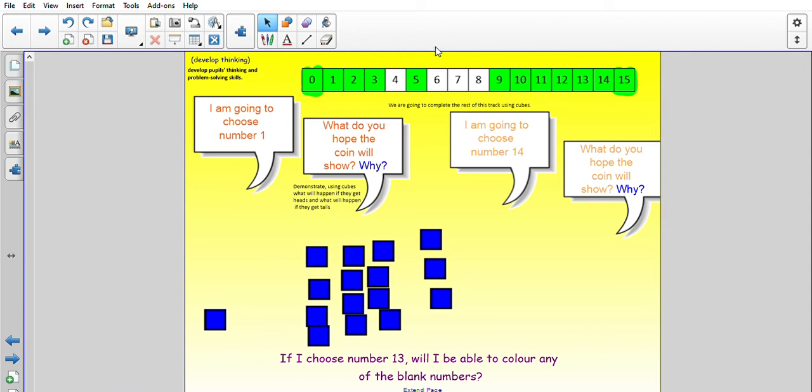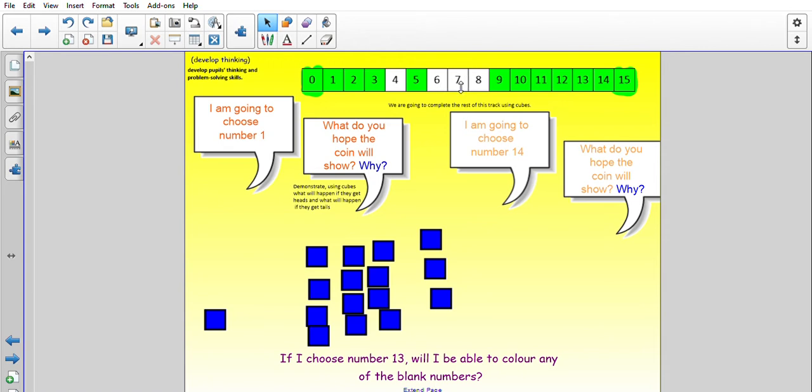If I get a head and it's one more, I could colour 6. But if I get a tail and it's one less, I could colour 4. So that's a good one to choose. So 5 would be a good one to choose because it's got a space one less than it and one more than it. And there's another number, look. This number here. What's this number here?